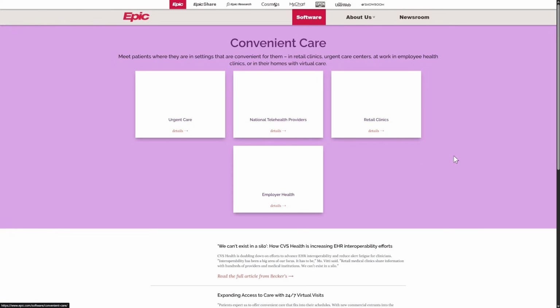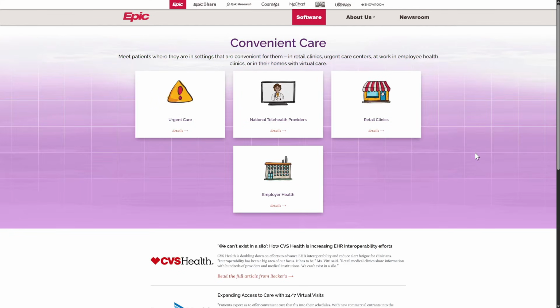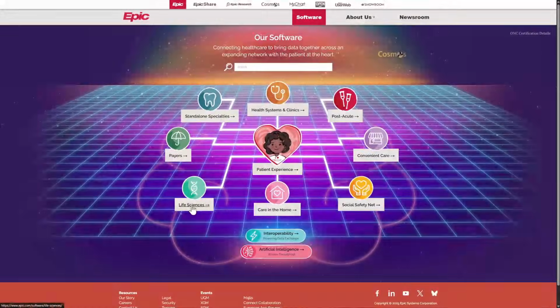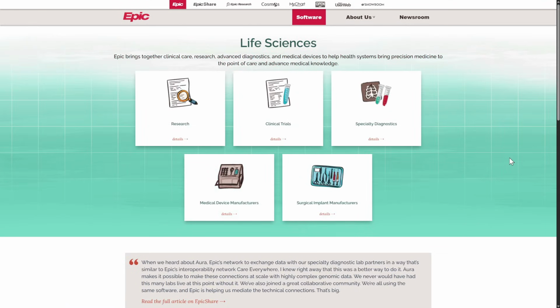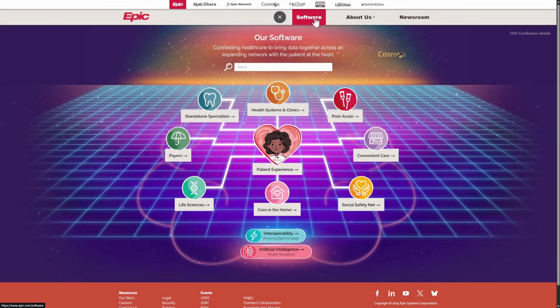Convenient care refers to walk-in clinics, telehealth services, urgent care centers, and retail health clinics like those found inside pharmacies. Epic provides fast workflows suitable for treating minor illnesses or injuries while still maintaining a connection to a patient's full medical history. Epic also serves life sciences organizations, including pharmaceutical companies, biotech firms, research institutions, and clinical trial centers. This section helps these groups access real-world clinical data for studies involving drug development, safety monitoring, and medical device research. It bridges the gap between clinical work and scientific research.